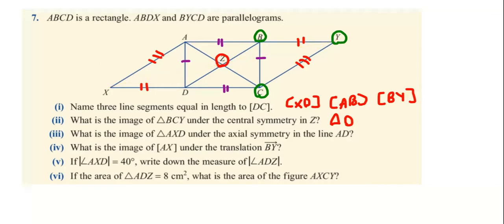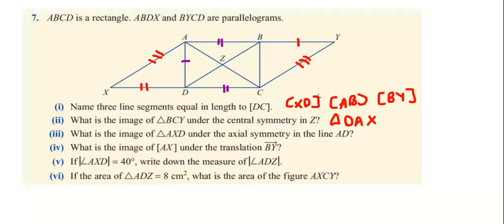Okay, so Y turns into X, and then C will turn into A. See the way C to Z and then Z to A, so it's DAX. Okay, so that was a relatively easy one. Okay, let's go again. What is the image of AXD under axial symmetry in the line AD?